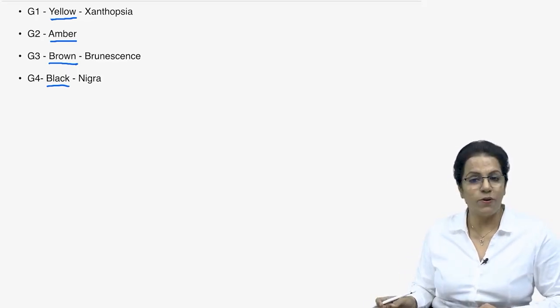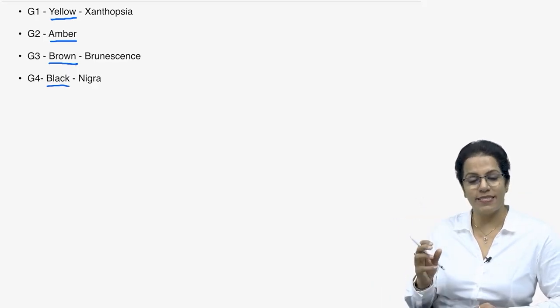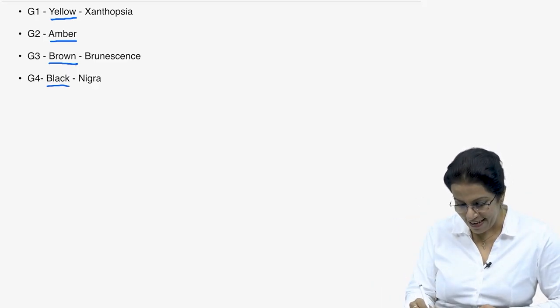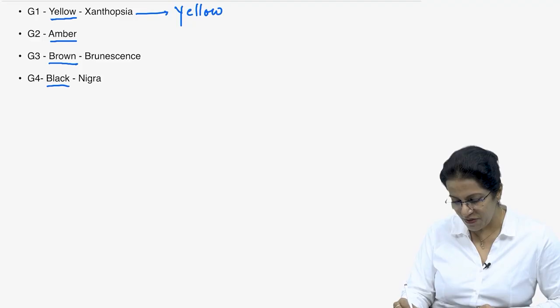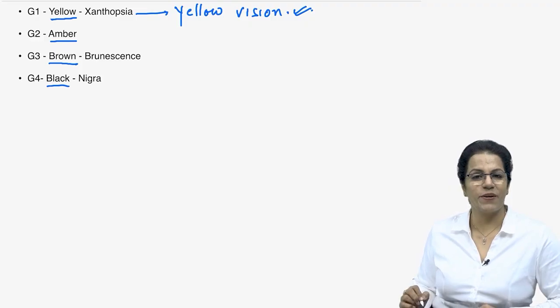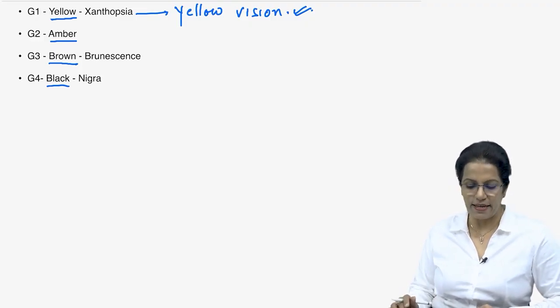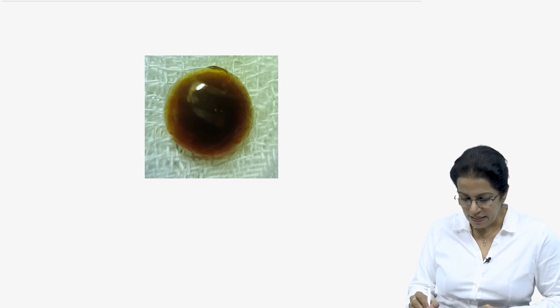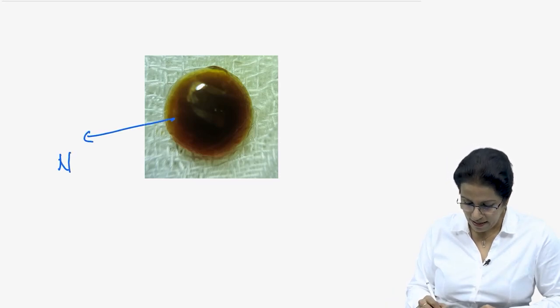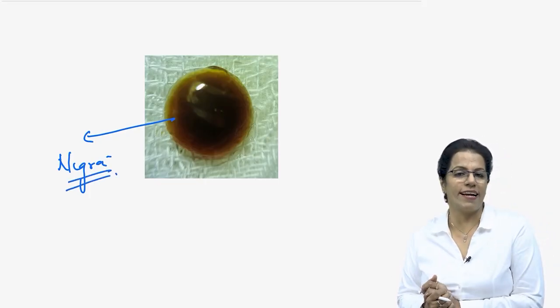Now, yellow is because whenever the nucleus is yellow, there can be yellow vision, and this yellowishness in your vision is called xanthopsia. Just remember this. Brunescence is brown and nigra is black, right? And this is nigra. This is a very, very late stage of mature nuclear sclerotic cataract.